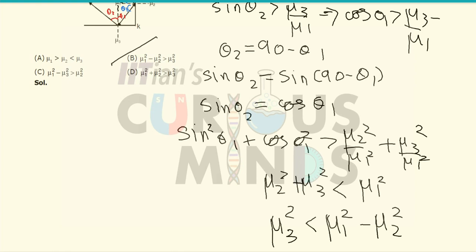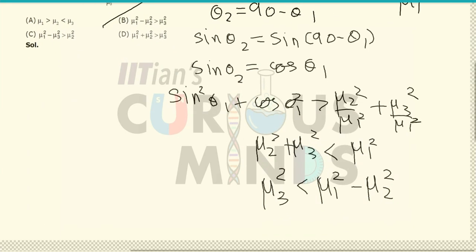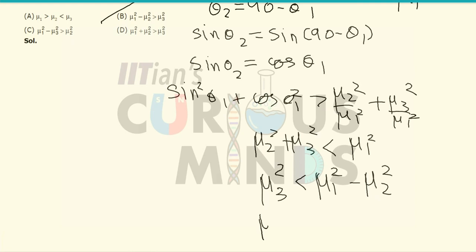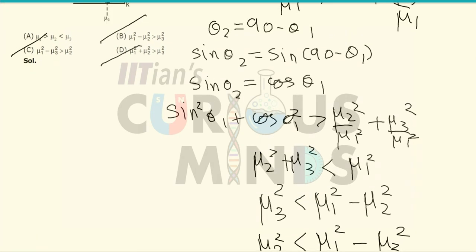Let us find out option number C. In option C we have to find mu 2 square, so I will keep mu 2 square on one side and take mu 3 square to the other side. So mu 2 square should be smaller than mu 1 square minus mu 3 square. So even option number C is correct. Option number D will anyway be correct.